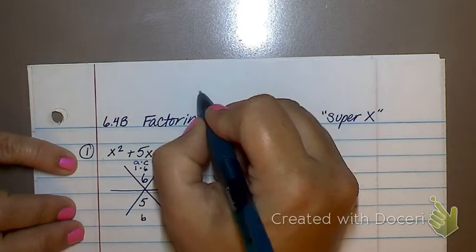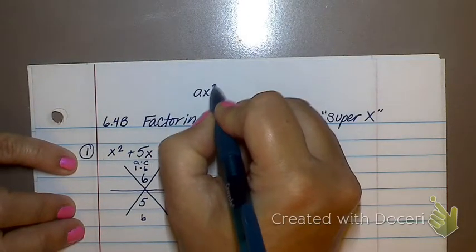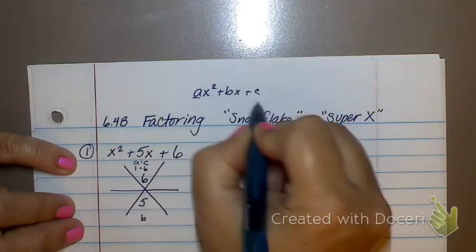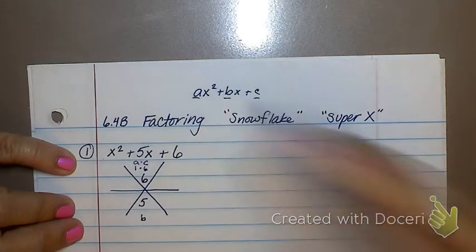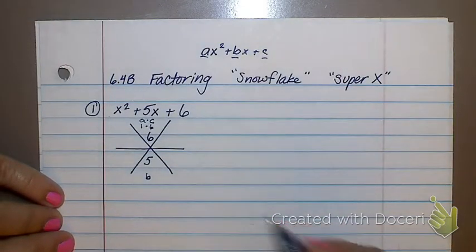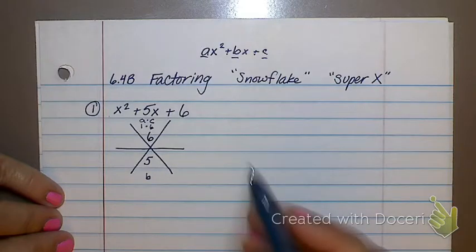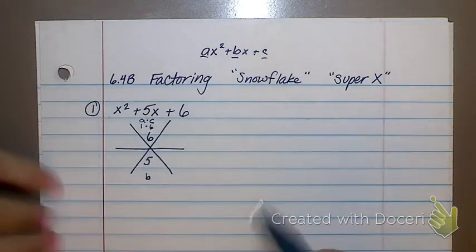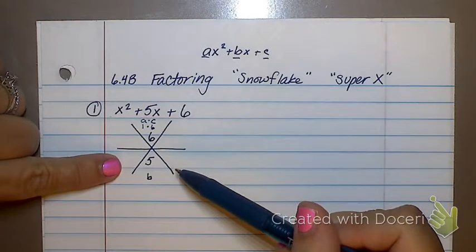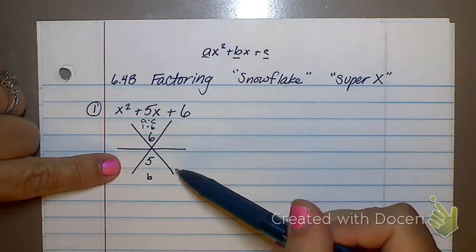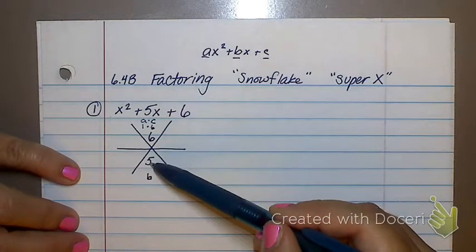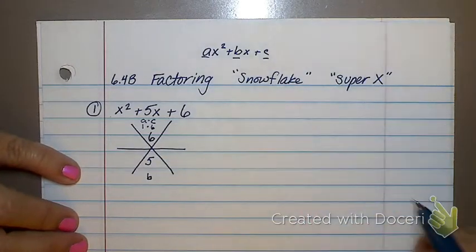Because remember, we always have to remember that ax squared plus bx plus c. This is where we're getting the a and c from, and the b. That's called standard form for a quadratic. All right, so what do I need to do at this point? I've got two numbers. I need to find out what's going to go here and here. How do I do that? I need two numbers that will multiply to get me 6 and add to get me 5. Any guesses?